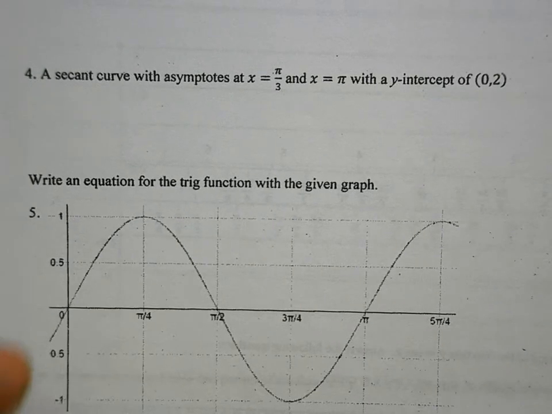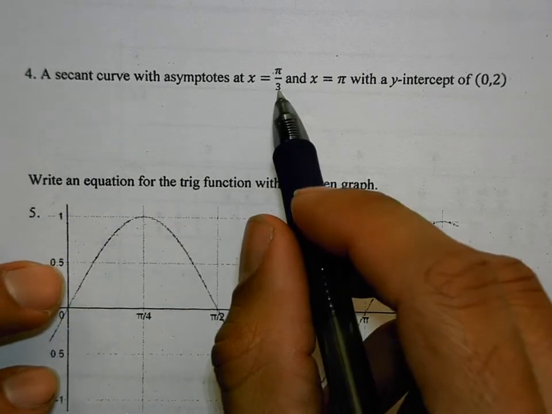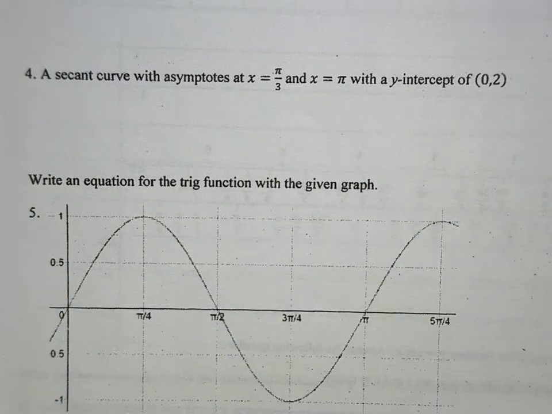This gets a little bit harder. A secant curve with asymptotes at pi over 3 and at pi, with a y-intercept of (0, 2).